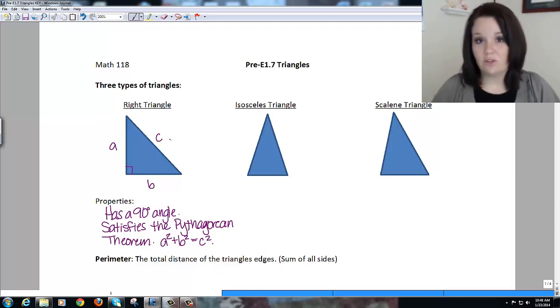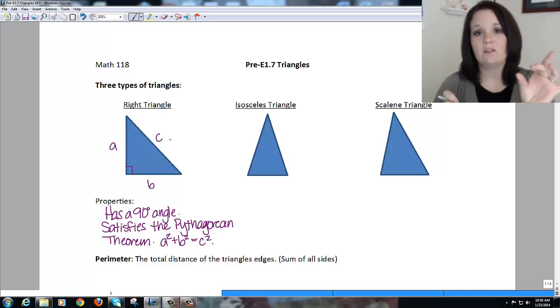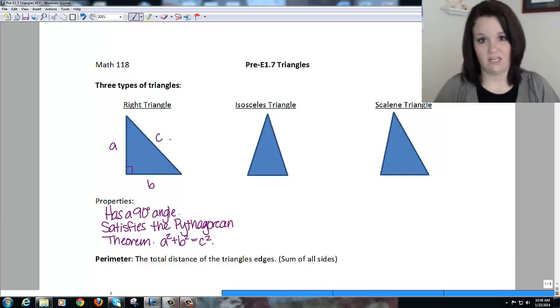So any right triangle you have should have the property that if you take the two legs attached to the 90-degree angle, square those lengths, and add them together, it should equal the squared length of your hypotenuse, or your longest side. So that's what we want to remember about a right triangle.